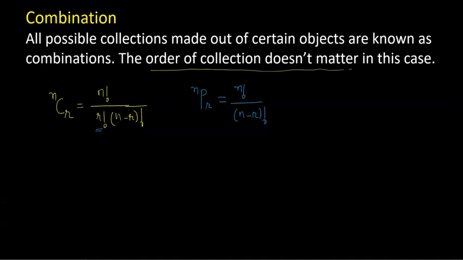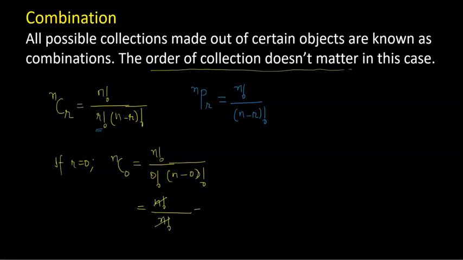Let's see some basic results. If R is equal to 0, then NC0 is equal to N factorial divided by 0 factorial times N minus 0 factorial, which ultimately gives me N factorial divided by N factorial, since factorial 0 is always equal to 1, and gives me 1.